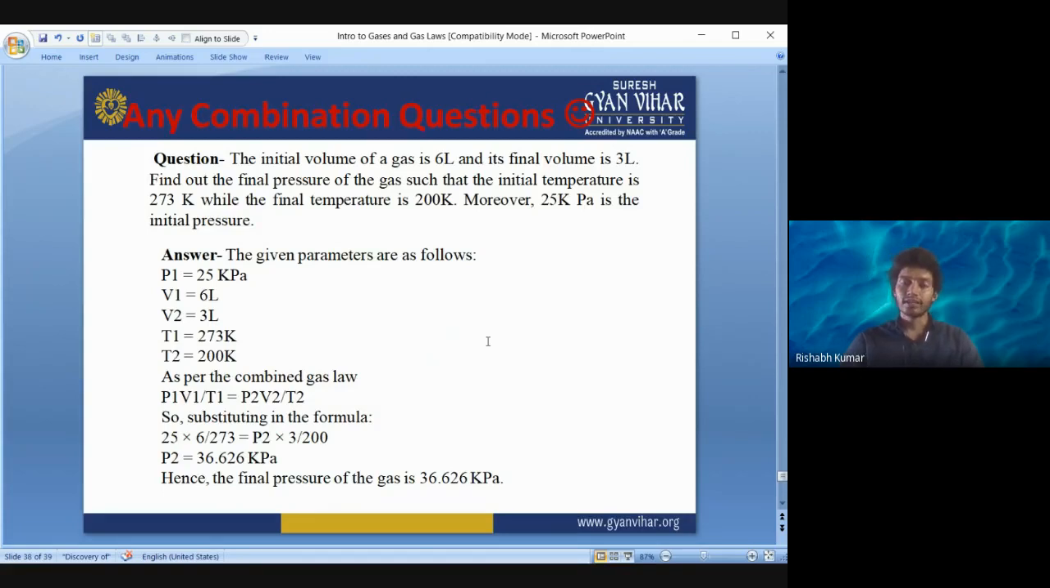ओके, लेट अस सी. मोरओवर 25 किलो पास्कल इज द इनिशियल प्रेशर. इनिशियल प्रेशर कितना है आपका, 25 किलो पास्कल. तो हमने फाइंड आउट करना है फाइनल प्रेशर ऑफ द गैस. सो ये हमारे पास सारी चीज़ें हैं, P1, V1, T1, P2 हमने फाइंड आउट करना है, वी हैव V2 एंड T2. सो कंबाइंड गैस लॉ आप लगाइए एंड यू विल गेट द वैल्यू फॉर फाइनल प्रेशर, दैट इज P2.